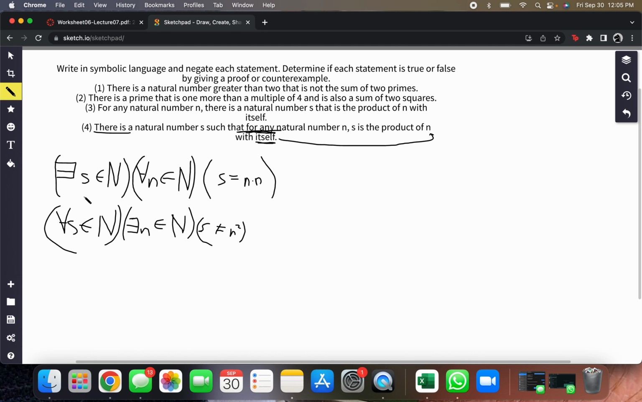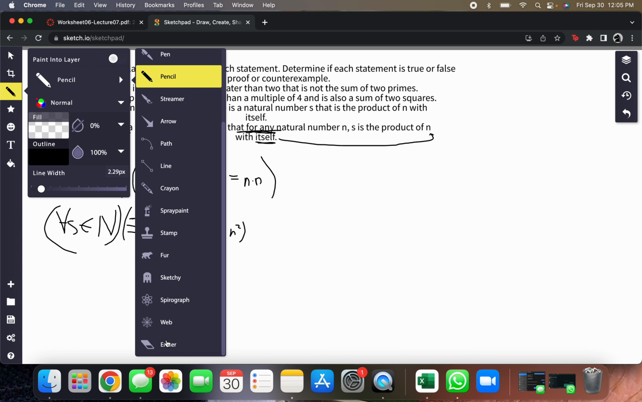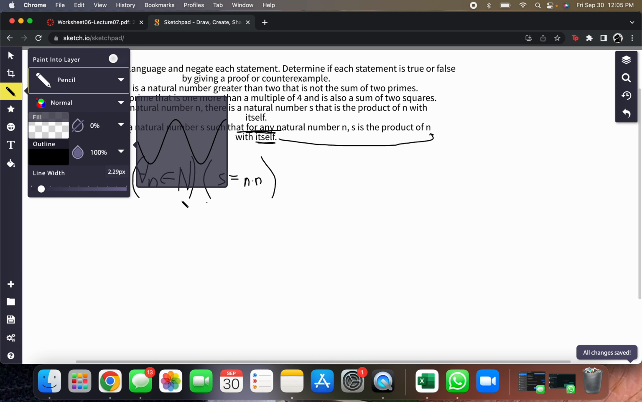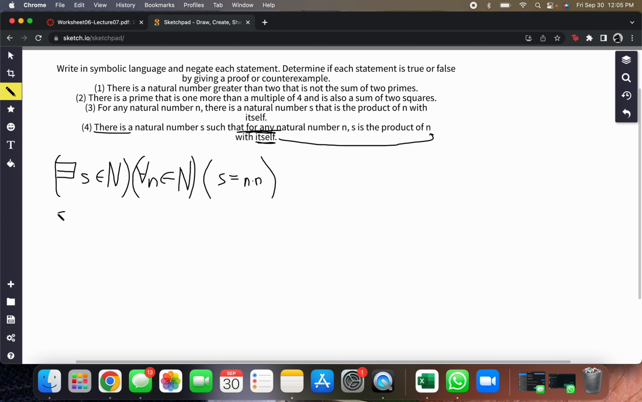Okay, so now let's go about proving it. So this statement is true. And this proof is probably the most challenging part of the worksheet. And yeah, let's walk through this. So we have s equals n squared. I'm going to erase the negation just to give myself a little bit more room. Okay. So we have s equals n squared.